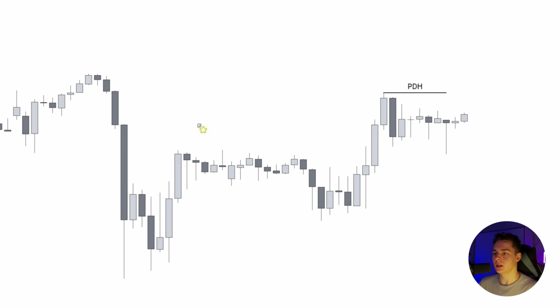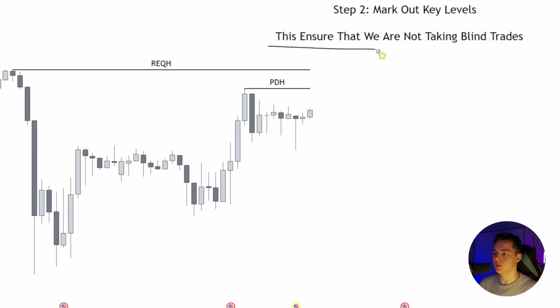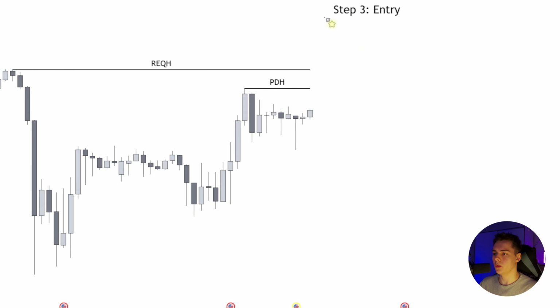Now in this case, we can clearly see that we have two swing highs being relatively equal, close to each other, so we have confirmed relative equal highs. Because once again, this ensures that we're not taking blind trades, and we actually have an entire framework on what to trade. And we have already arrived at step 3, which is going to be the entry.